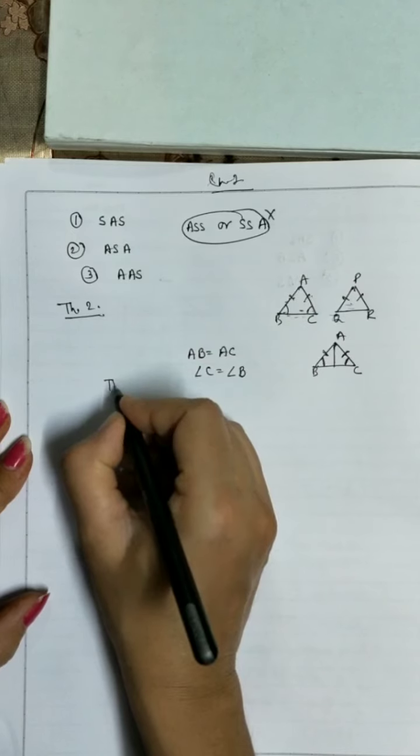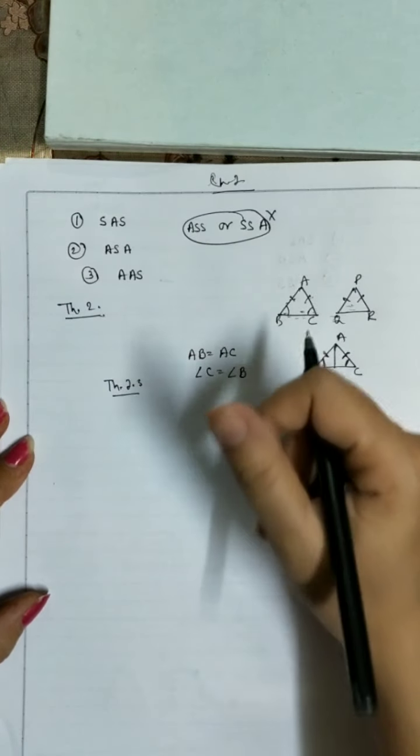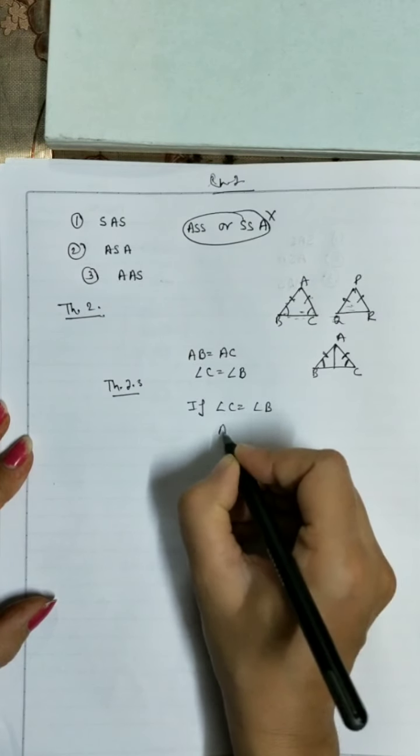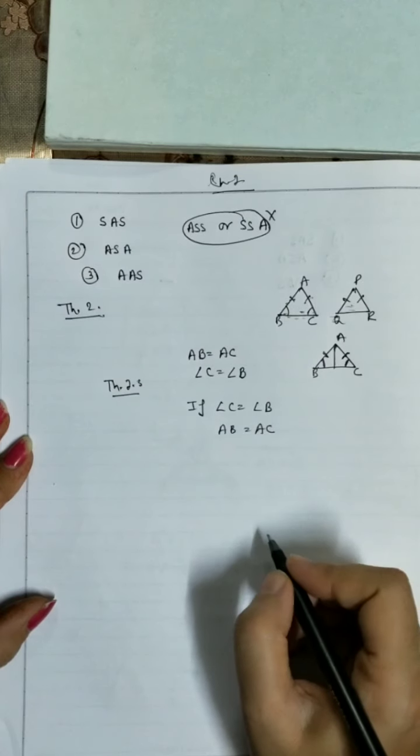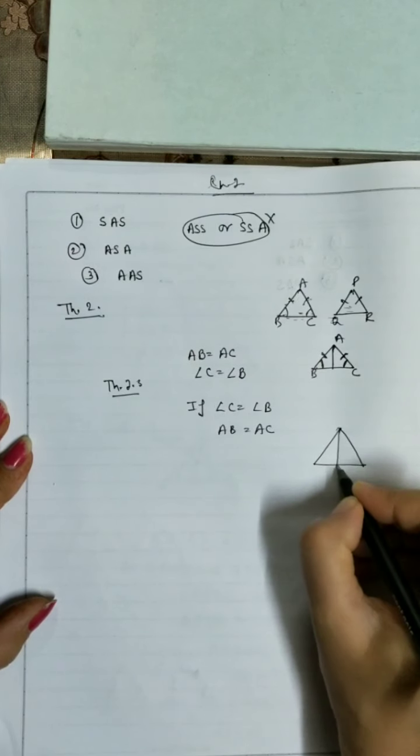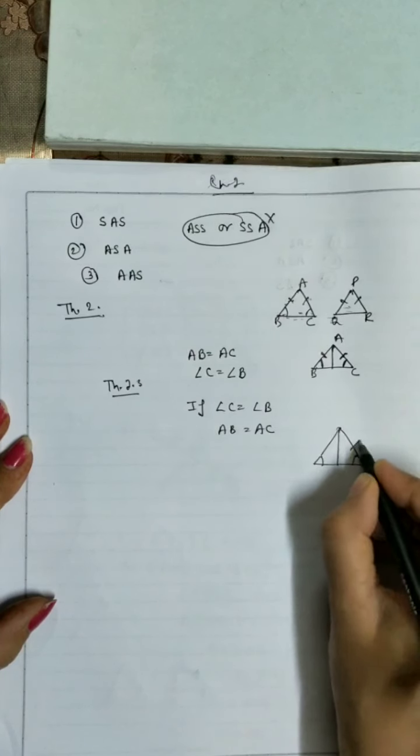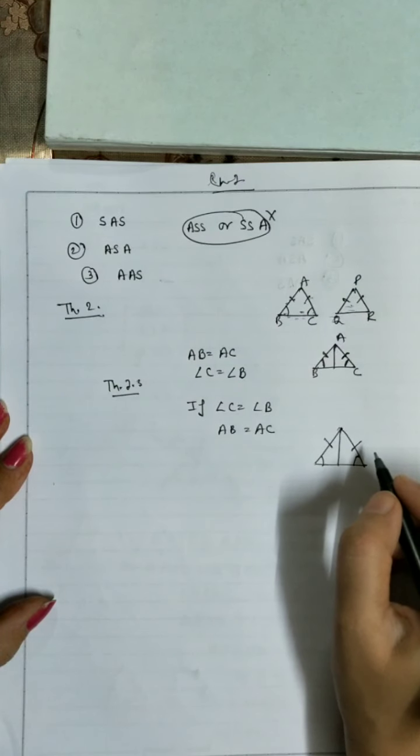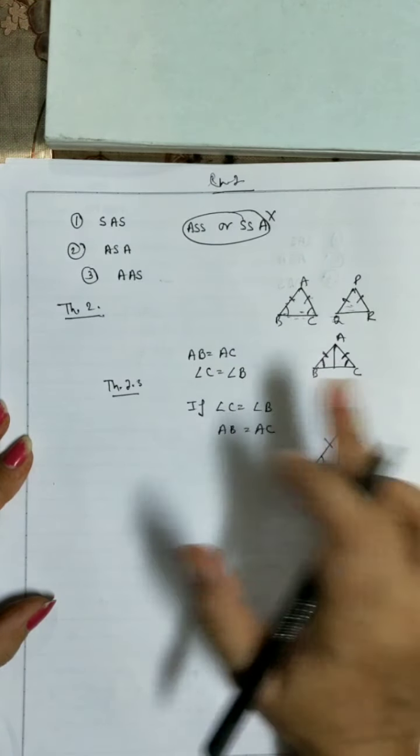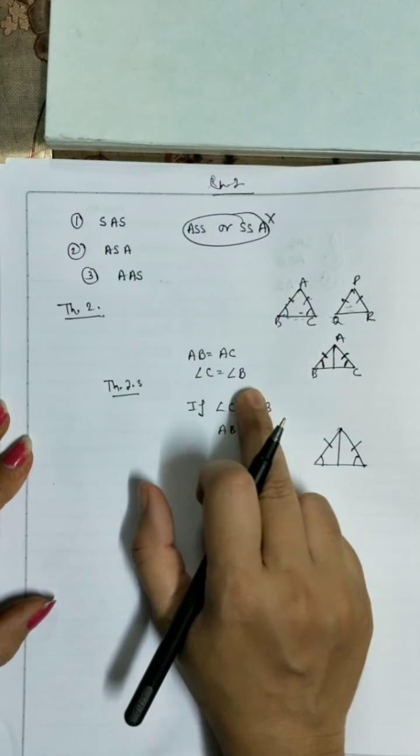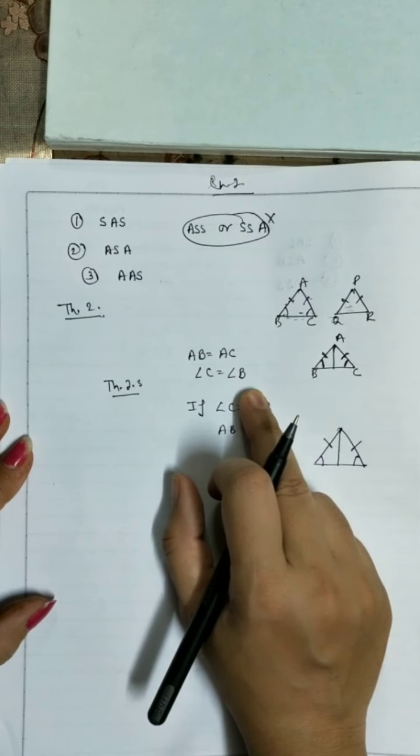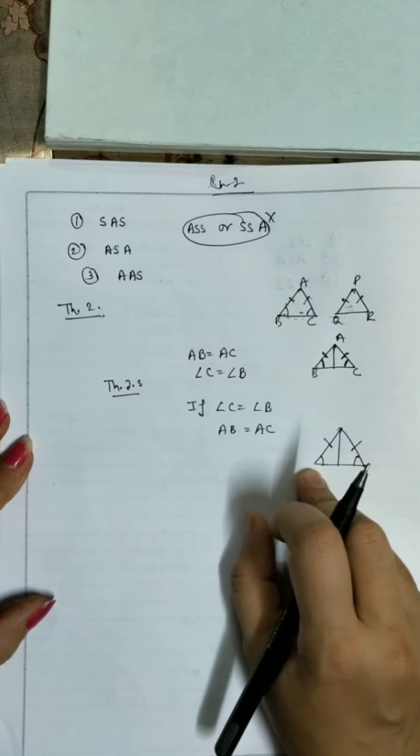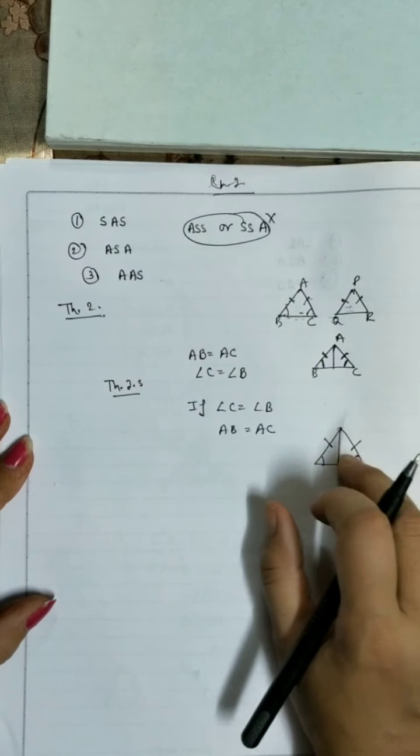Agree? Theorem 3, or 7.3, is just the converse. If angle C is equal to angle B, then AB is equal to AC. If in a triangle these angles are equal, then the opposite sides will also be equal to each other. Understood? So theorem 2 says that in an isosceles triangle, if sides are equal, then opposite angles are equal. The next theorem says if angles are equal, then their opposite sides are also equal.